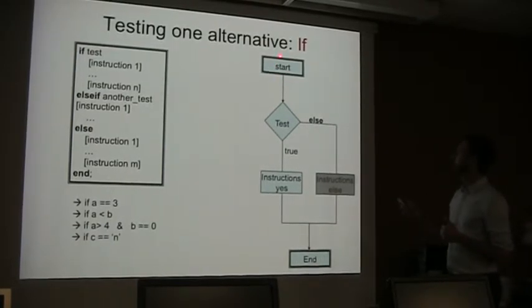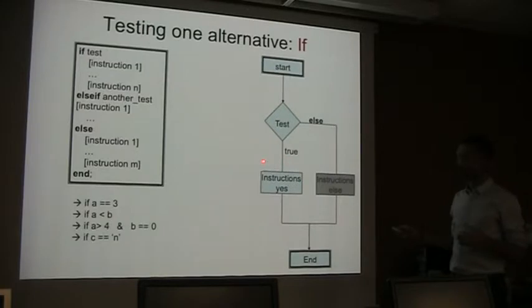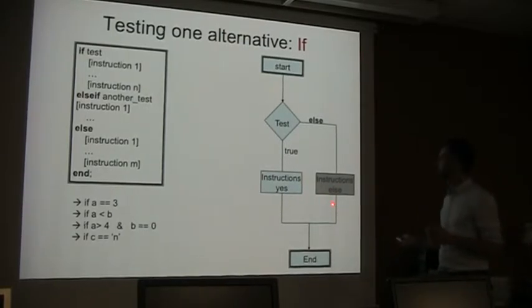So we start with if. We test whether something is true. For example, today is Wednesday. If it's true, we give it some instructions, like go to the Matlab class. And then if it's not true, we might give it some other instructions, like go eat an ice cream. And that's it.